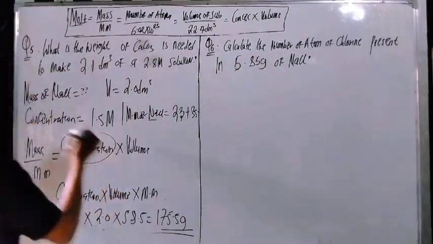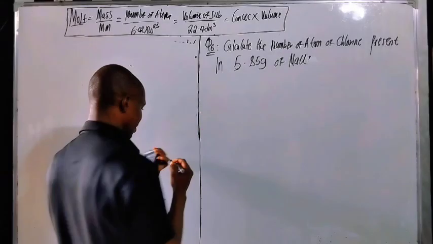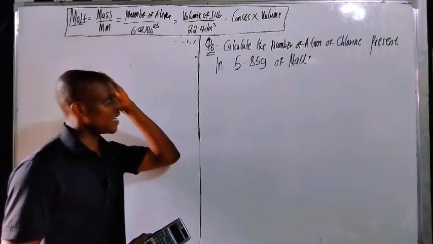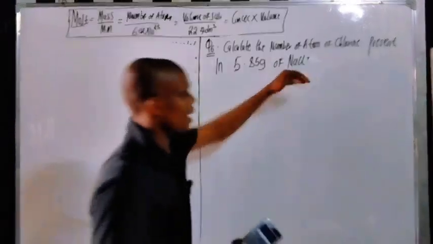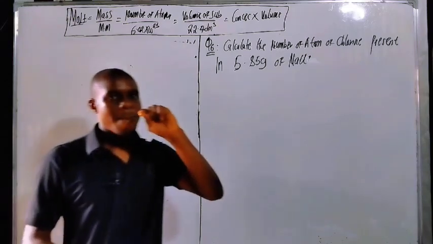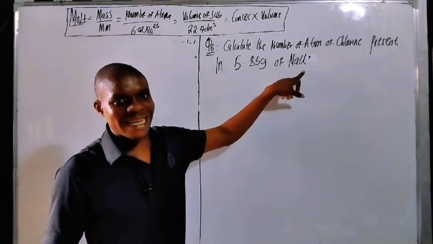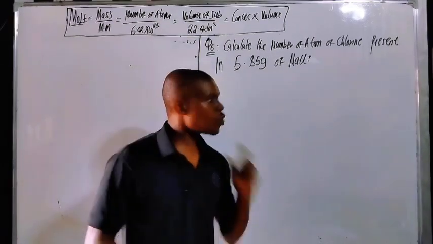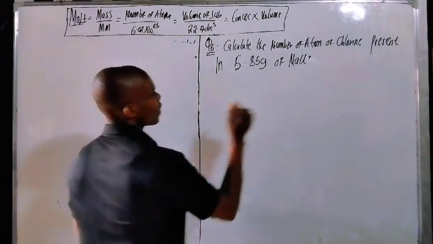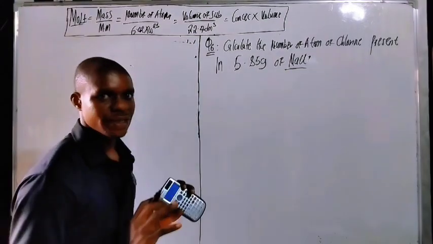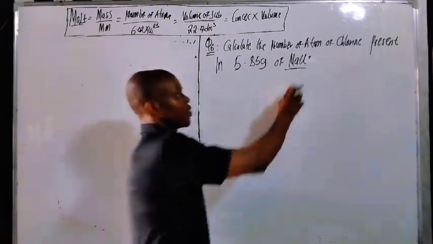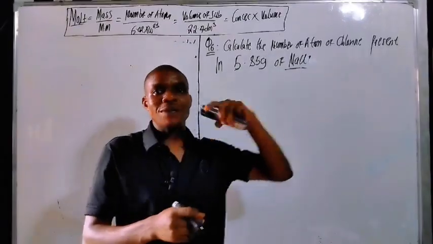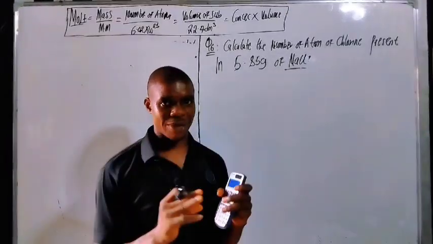So let's go on. Let's tackle question 6. Calculate the number of atoms of chlorine present in 5.85 gram of sodium chloride. Okay, good. Now, this is sodium chloride. They ask you what is the number of atoms of chlorine in sodium chloride. So look at something here. Therefore, you have to calculate the number of moles of the molecule first. If you see this kind of question, you need to calculate the number of molecules of this compound before you can calculate the number of atoms of each of the elements present in that compound. Do you understand?